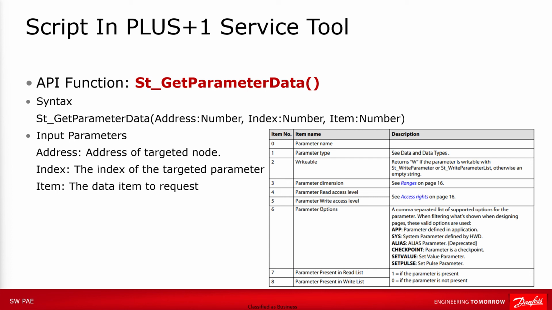We can see from this picture that each parameter has 9 data items, corresponding to this item number from 0 to 8. If we want to get the name of the parameter, we can set the item to 0. If set to 1, then we get the data type of this parameter.